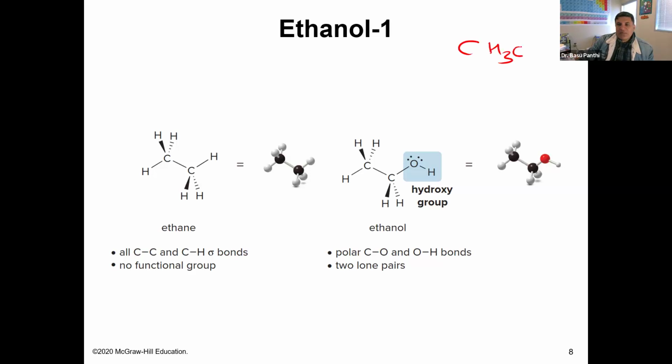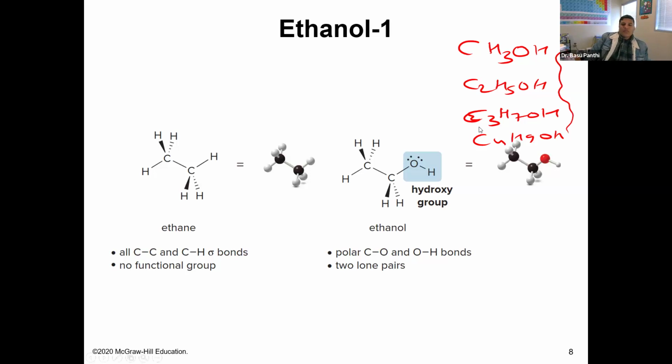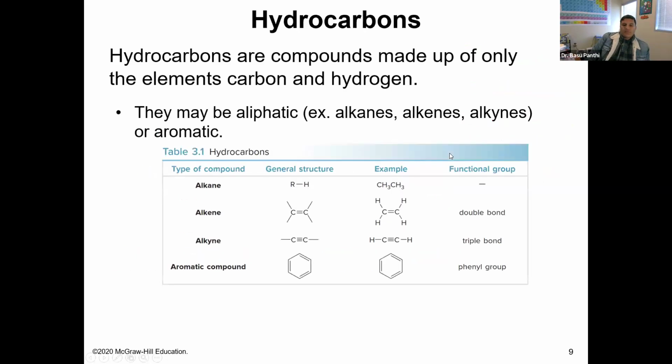So for example, if you have CH3OH, 1 carbon, C2H5OH, 2 carbons, C3H7OH, C4H9OH. So going bigger, the size is bigger, but still with the OH functional group, they have similar properties, everything. That's what the functional group means.